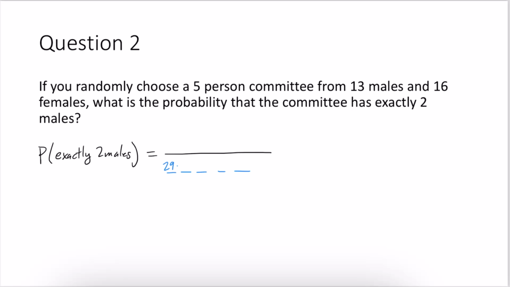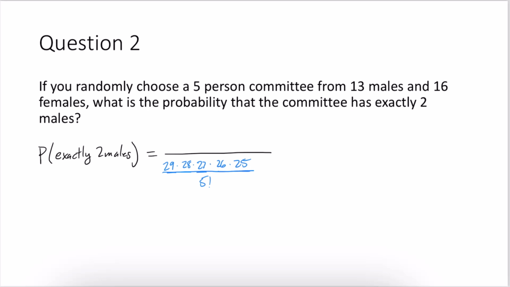The second person on the committee could be any of the 28 people, and then 27, 26, and 25 for that part. And in this case, it's also a committee, which means that the order doesn't matter. So we're going to divide this calculation by 5 factorial to divide out the duplicates of having the same 5 people but listed in different orders.